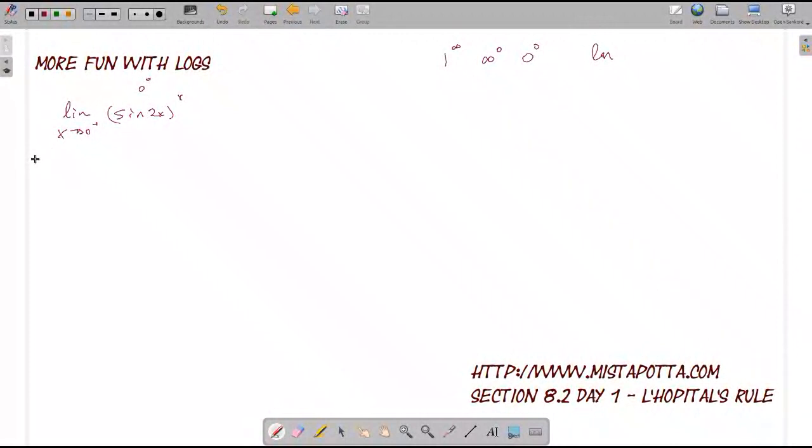And so what I need to do is try and evaluate this. So I'm going to say L is equal to this limit, and the trick that we use is we said that the natural log of L would be equal to the natural log of this limit. So this is the limit as x approaches 0 from the positive side of x times the natural log of sine 2x. Basically, I'm taking the natural log, and then this x will pop in front.